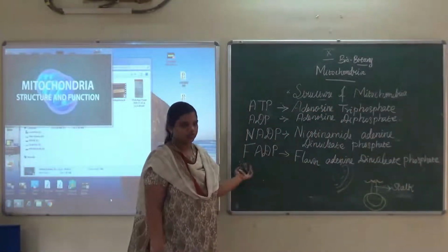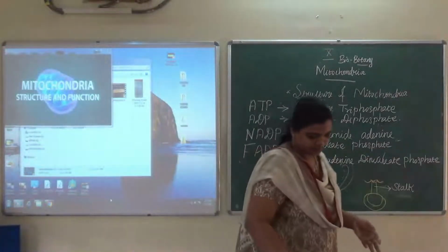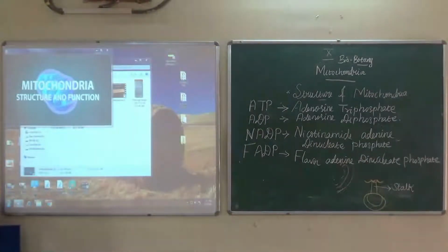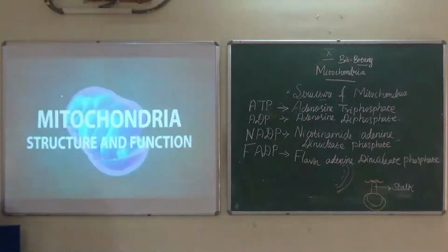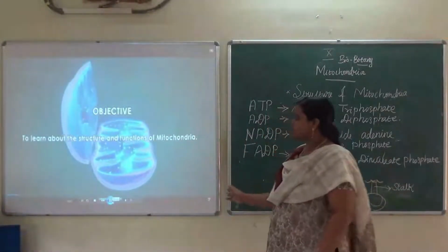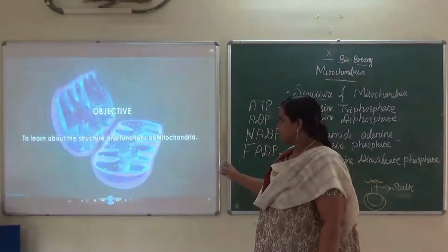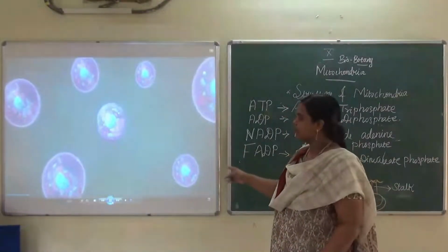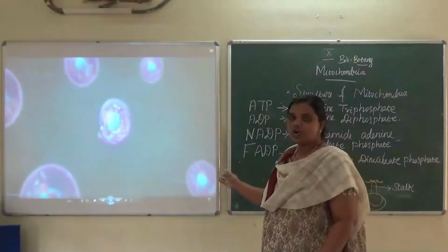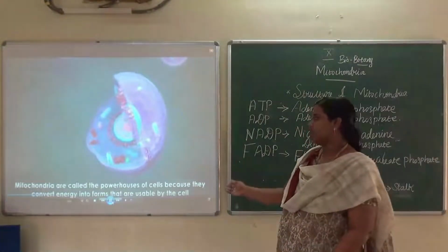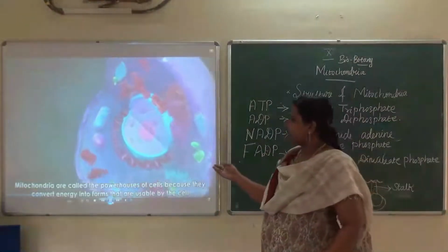Take down the notes. Next one. Mitochondria is one of the structures and its function, now you read it. This is the cell organelle for cellular respiration, the mitochondria. Mitochondria is the powerhouse of the cell, the energy currency of the cell.